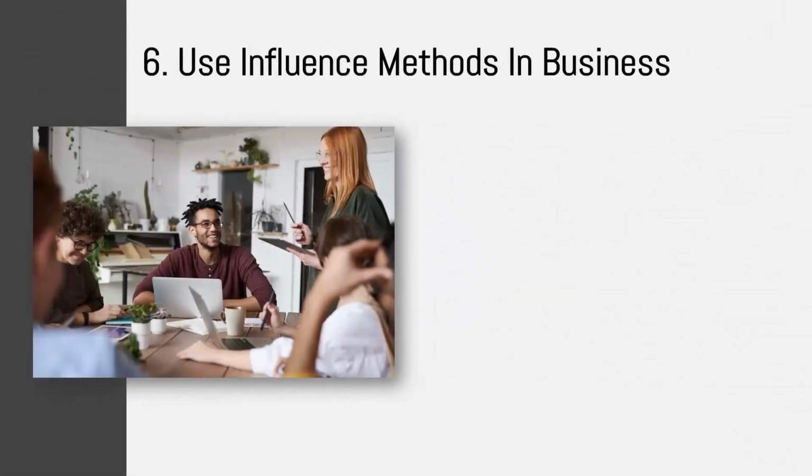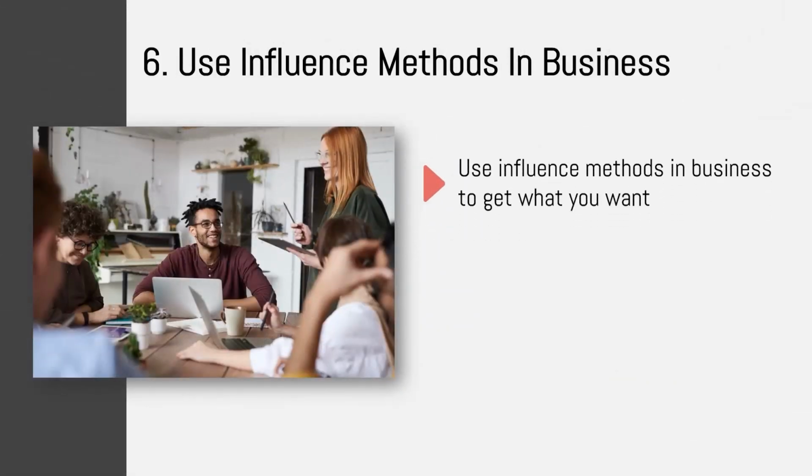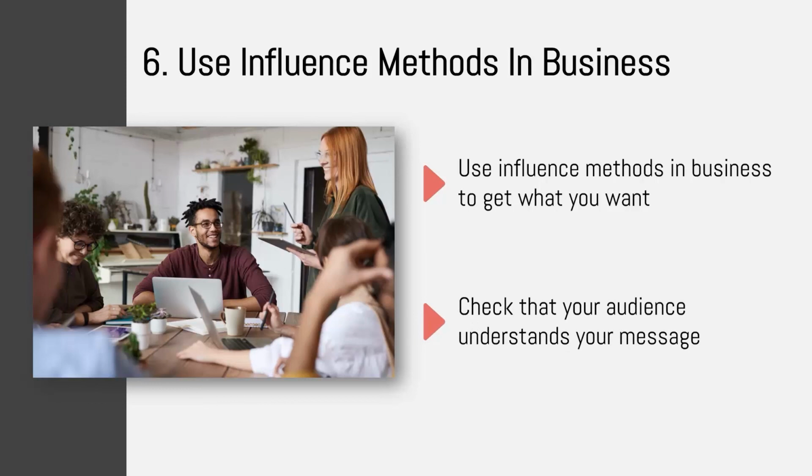6. Use influence methods in business. Use influence methods in business to get what you want. Identify the problem that your audience has and also the consequences of the problem. Find the best solution and explain the consequences of this solution. Check that your audience understands your message. Make sure that your solution is beneficial to your audience. Reserve judgment on any questions or issues raised, and never correct your audience.